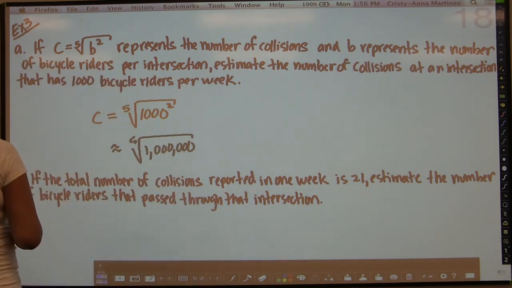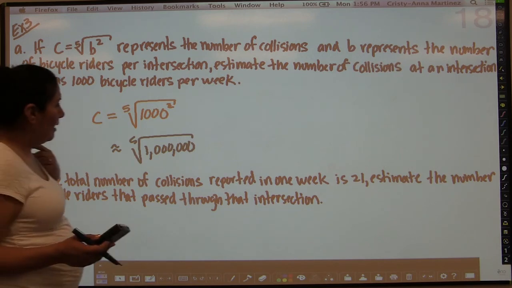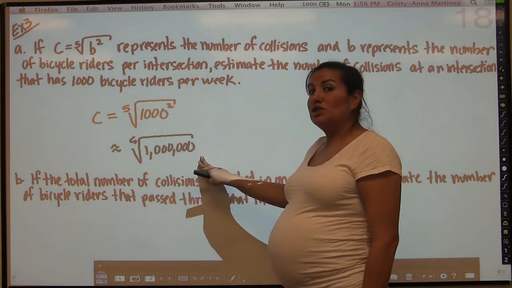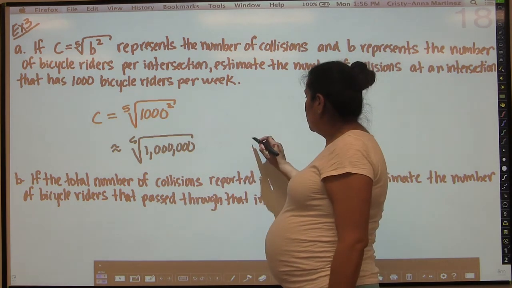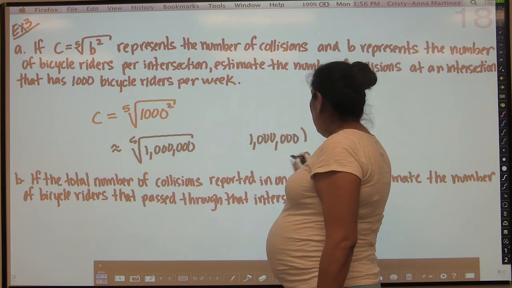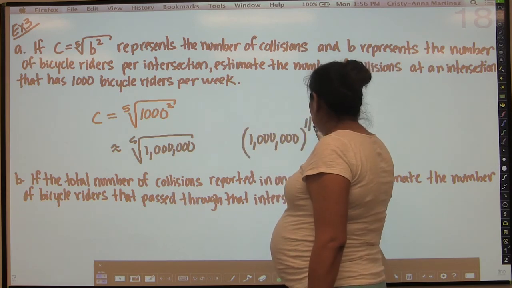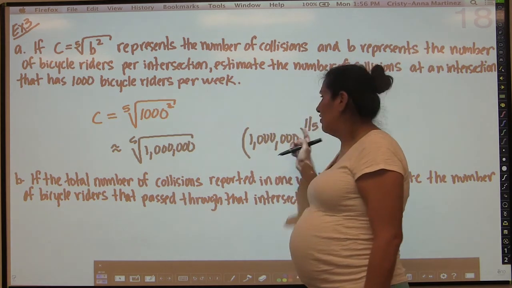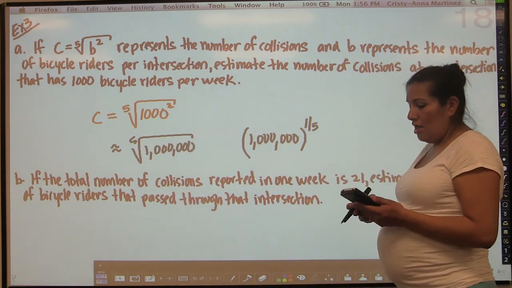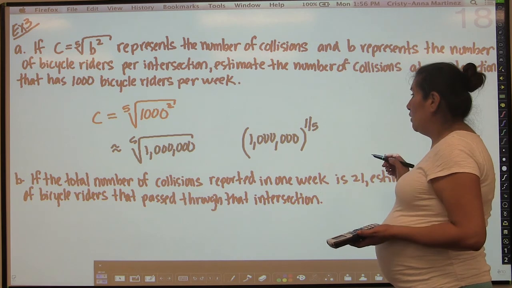I want to show you on your calculator how you can do this. There's a couple of ways that you can do this. You can rewrite the radical as a rational exponent, which would be to write 1,000,000 and raise it to the 1/5 power. Remember that 1/5 is the same thing as the fifth root. But I also want to show that you have a button on your calculator that will do any root.